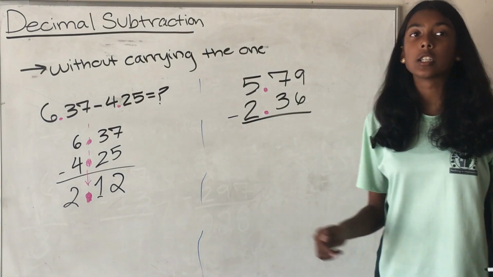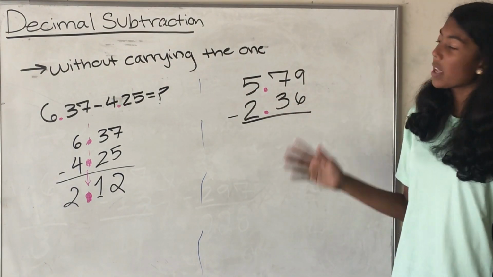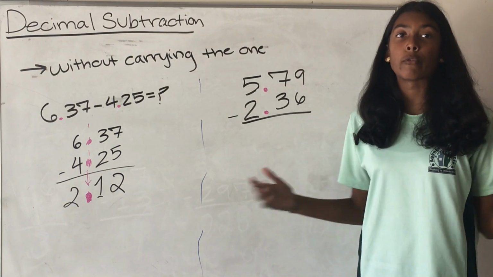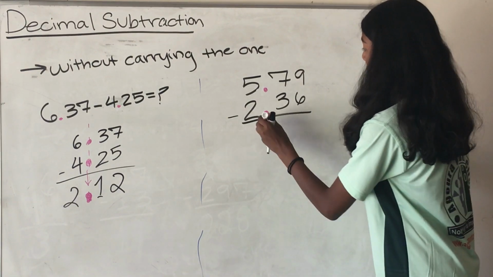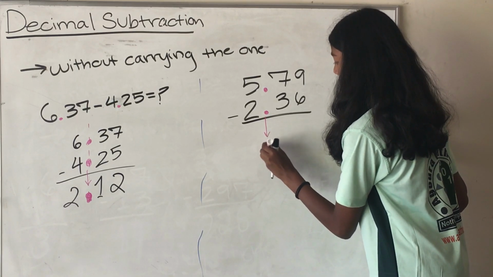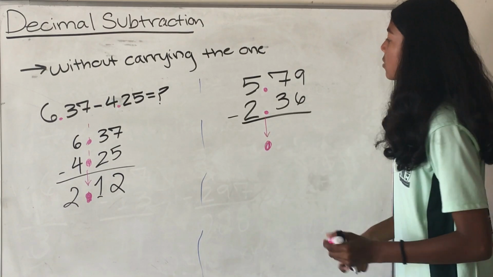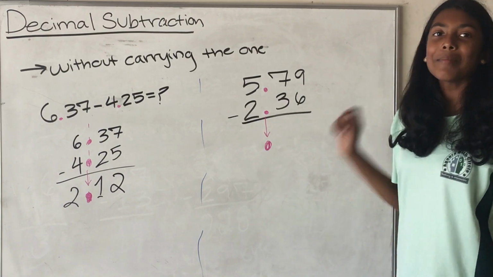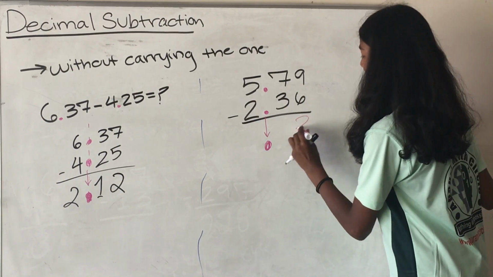Now let's move on to this one. This one's going to be a bit easier because they already wrote it down for us. Like I said before, the first thing we want to do is drop down the decimal. That is a beautiful decimal, whatever. Okay, 9 minus 6, it's 3.